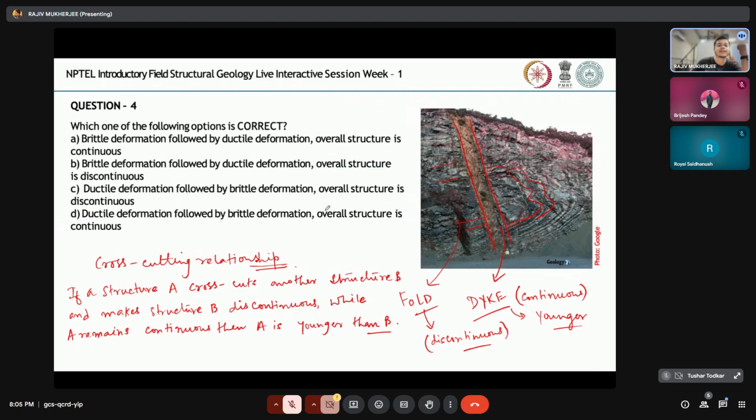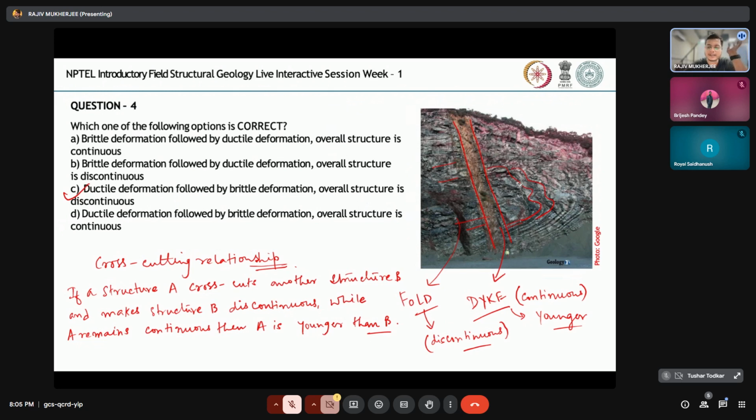So yes, option C is correct because ductile deformation is followed by brittle deformation, because ductile deformation takes place earlier and then it is followed by the brittle deformation, that is the intrusion of the dike, and that makes the overall structure discontinuous, because when we are talking about the overall continuity of these layers, we see that there is a little shift, they are not continuous.